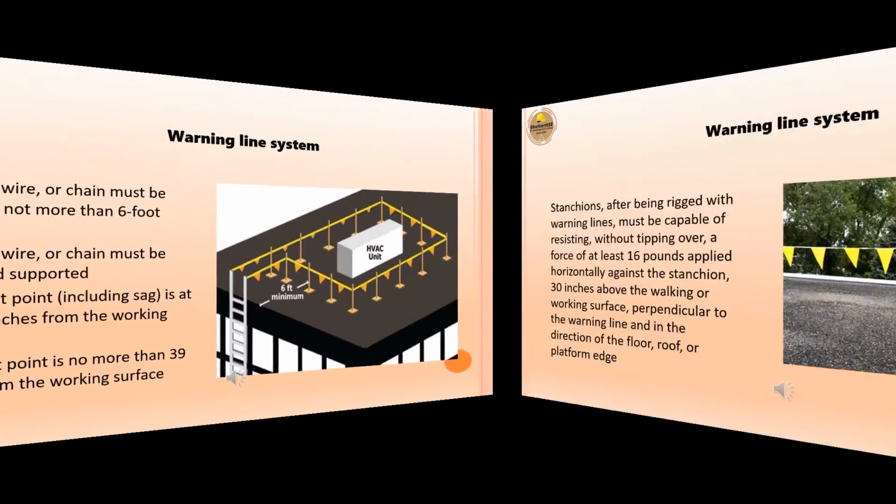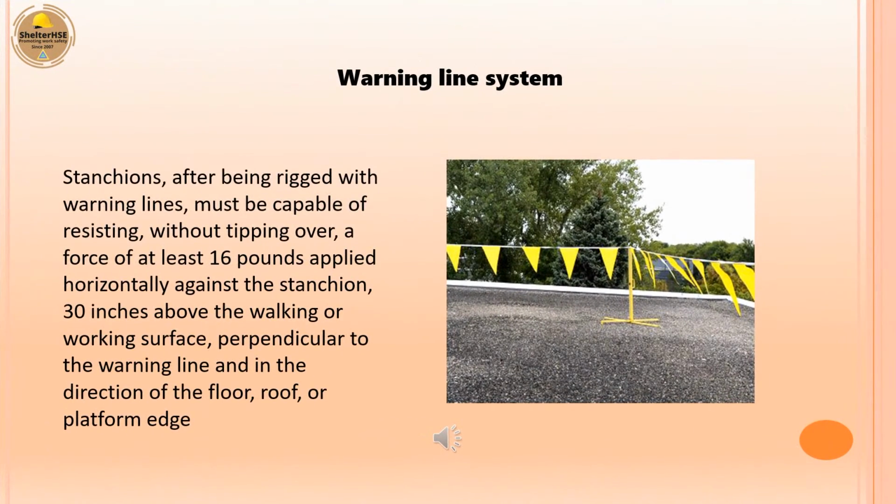Stanchions, after being rigged with warning lines, must be capable of resisting, without tipping over, a force of at least 16 pounds applied horizontally against the stanchion, 30 inches above the walking or working surface, perpendicular to the warning line and in the direction of the floor, roof, or platform edge.